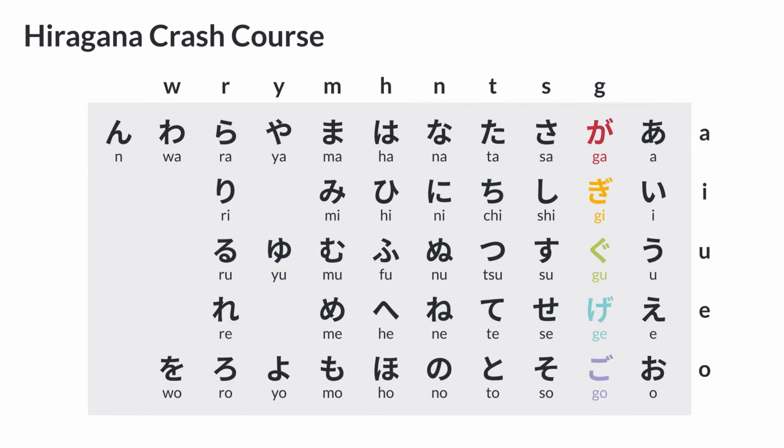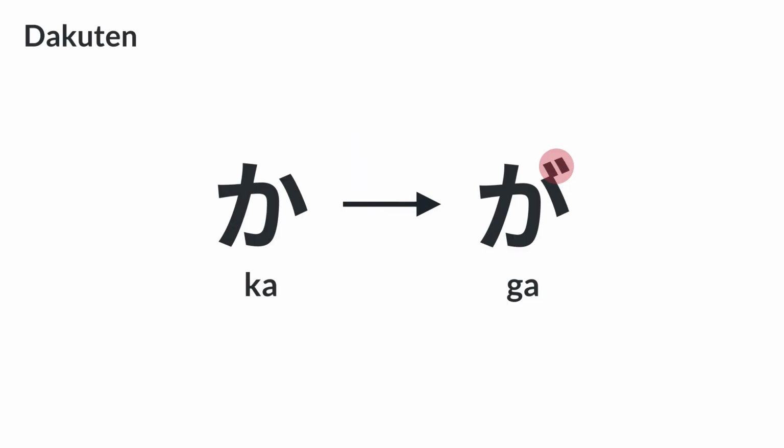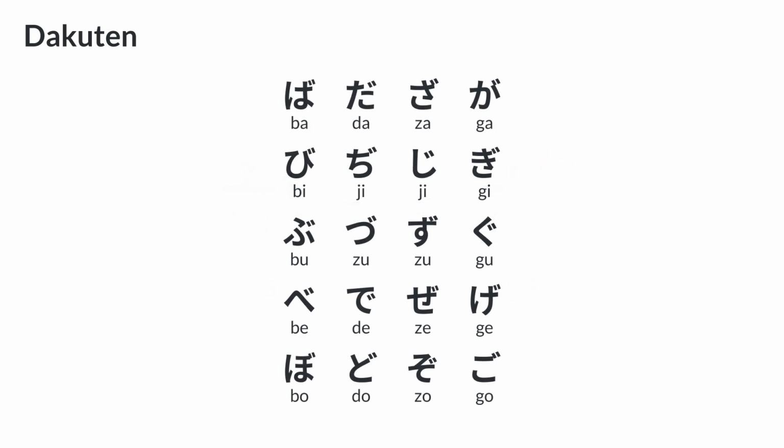In this lesson, we'll learn the characters ga, gi, gu, ge, go. To start, let's talk about the dakten. The dakten is a marking that looks like quotation marks on the top right corner of a character. Adding a dakten to a character changes its consonant sound. For example, this character, ka, would change to ga. There's a total of 20 characters in hiragana with a dakten variation.